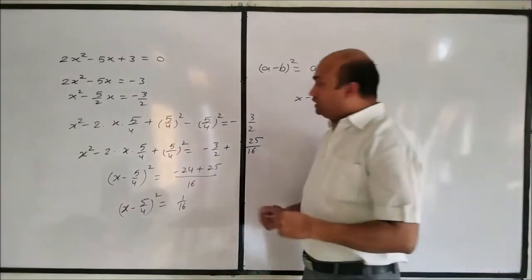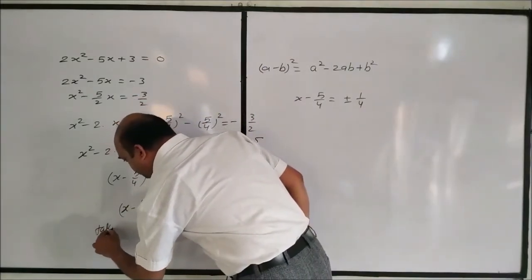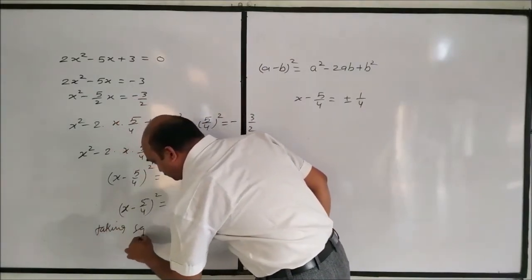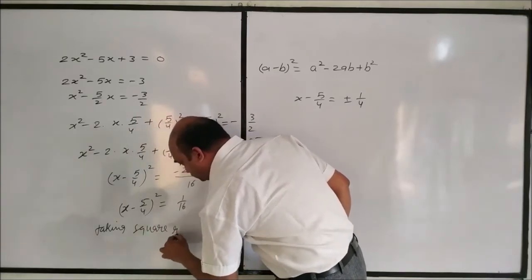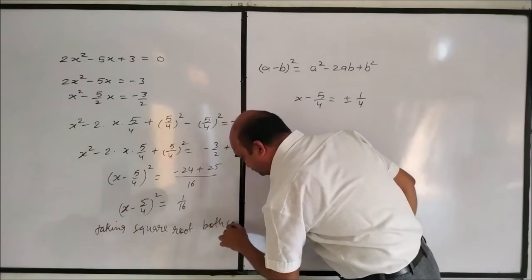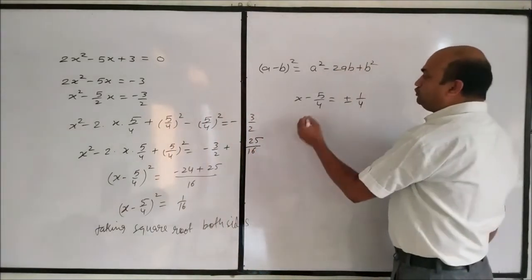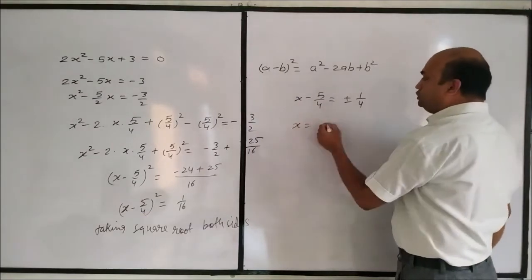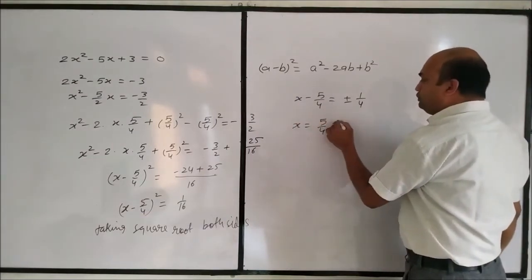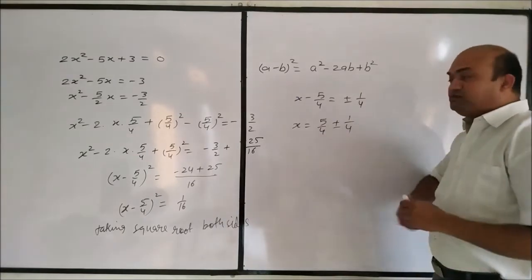Okay, what have we taken here? Square root. We write taking square root both sides. Okay, so it will be x is equal to 5 by 4 plus minus 1 by 4. Once we take positive sign and once negative sign.